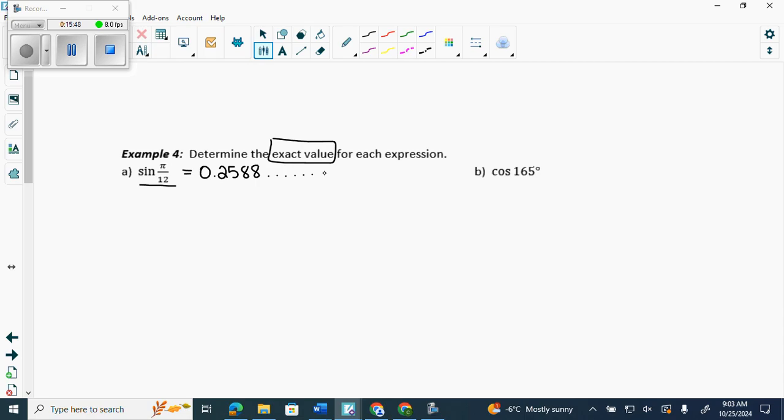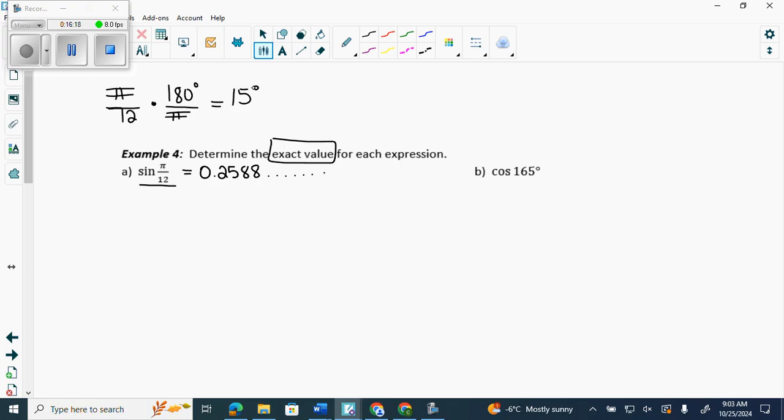What is pi over 12 as a degree? How do we convert it? Pi divided by 12. Oops. What am I going to times by? I need 180 on the top because I need the degree symbol, correct? Divided by pi. Okay. What's 180 divided by 12? 15 degrees.